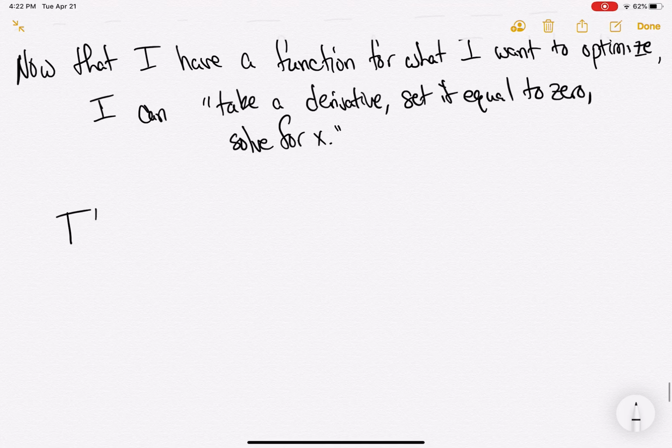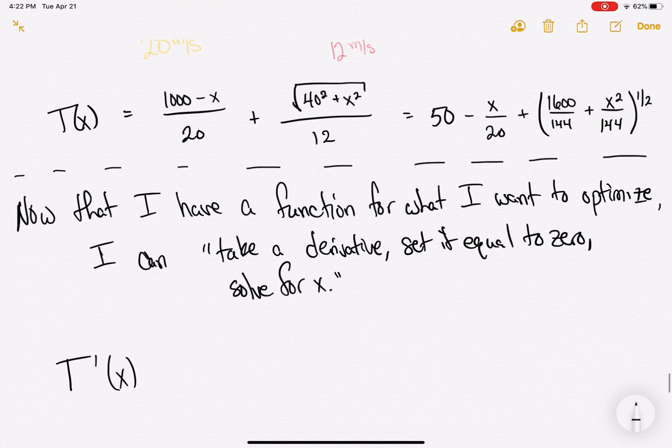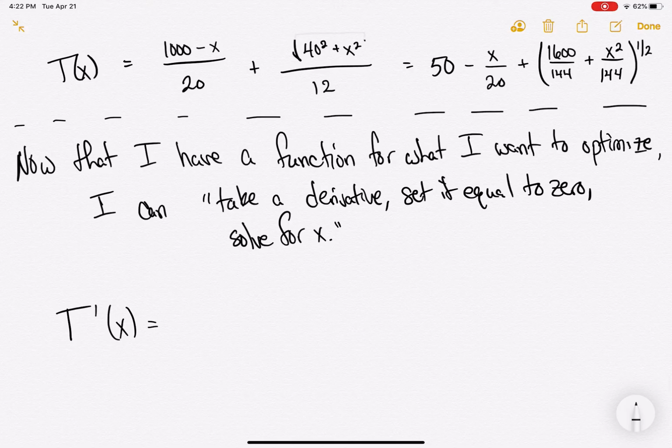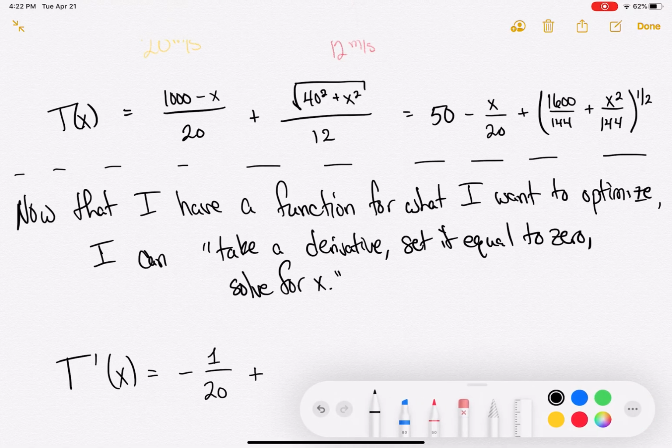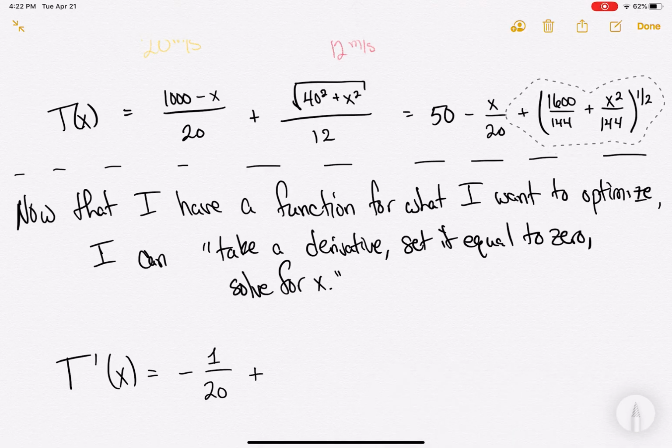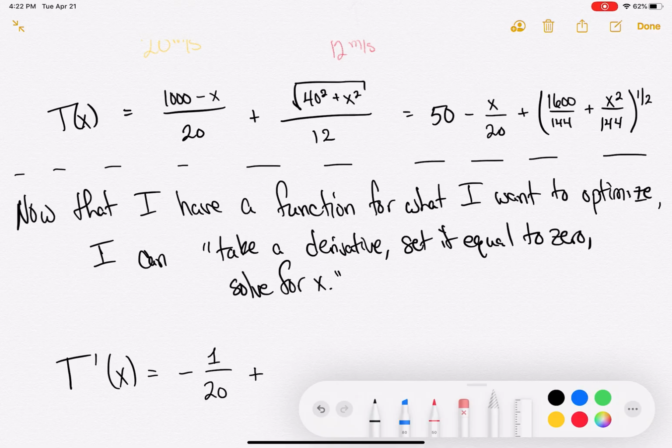T prime of x. Well, the derivative of 50 is just 0. The derivative of x over 20 is just 1 divided by 20, with a negative sign. And then the tricky part comes here, this last piece. If I'm taking a derivative here, that's a chain rule problem. It's not impossible, it's not too hard, but it's just a chain rule problem.